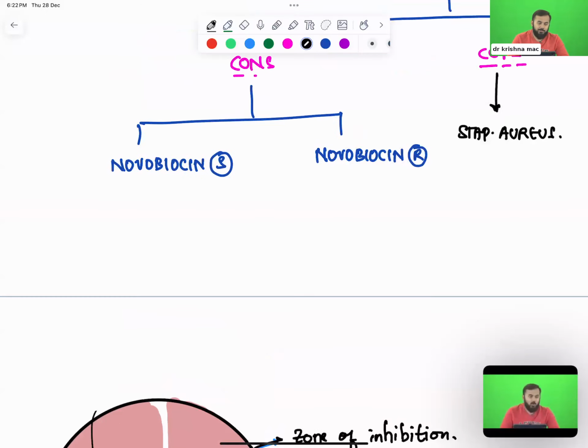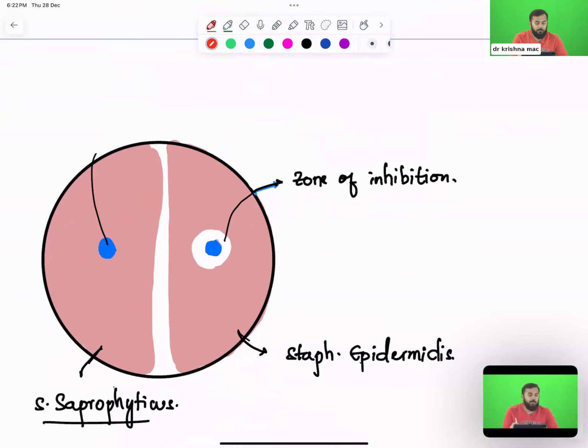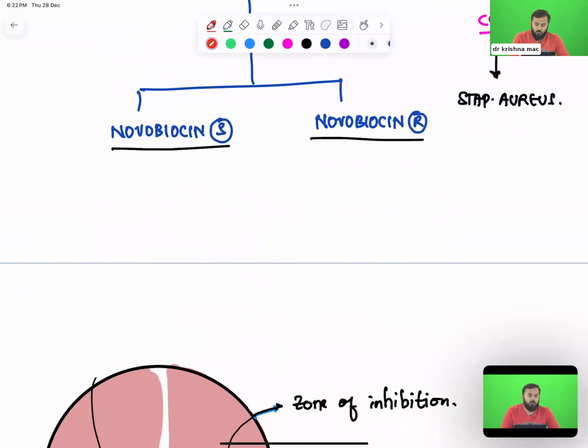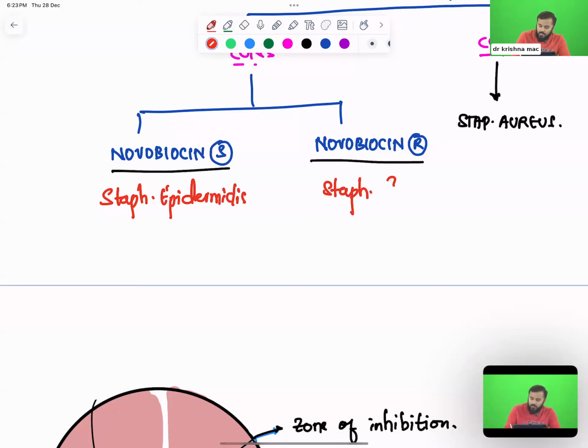So that is the concept here, which is Novobiocin sensitive, which is Novobiocin resistant. From these examples which I have given, what will you pick up? Novobiocin sensitive is epidermidis or saprophyticus? Quickly tell me. Novobiocin sensitive is which one? Epidermidis or saprophyticus? Very good. Novobiocin sensitive is staph epidermidis, and on the other hand, this is staph saprophyticus. So one is called your staph epidermidis and the other one is called your staph saprophyticus.